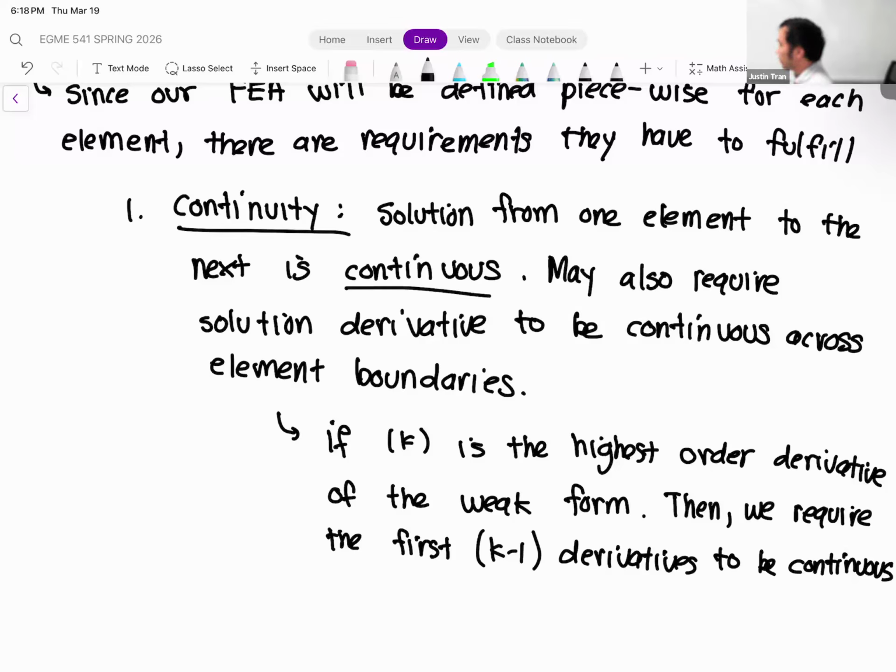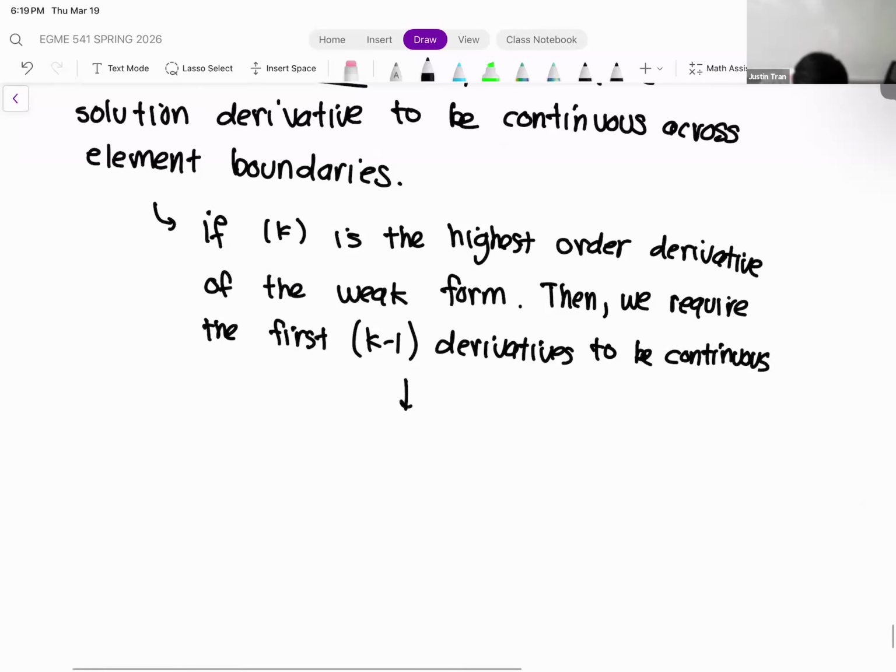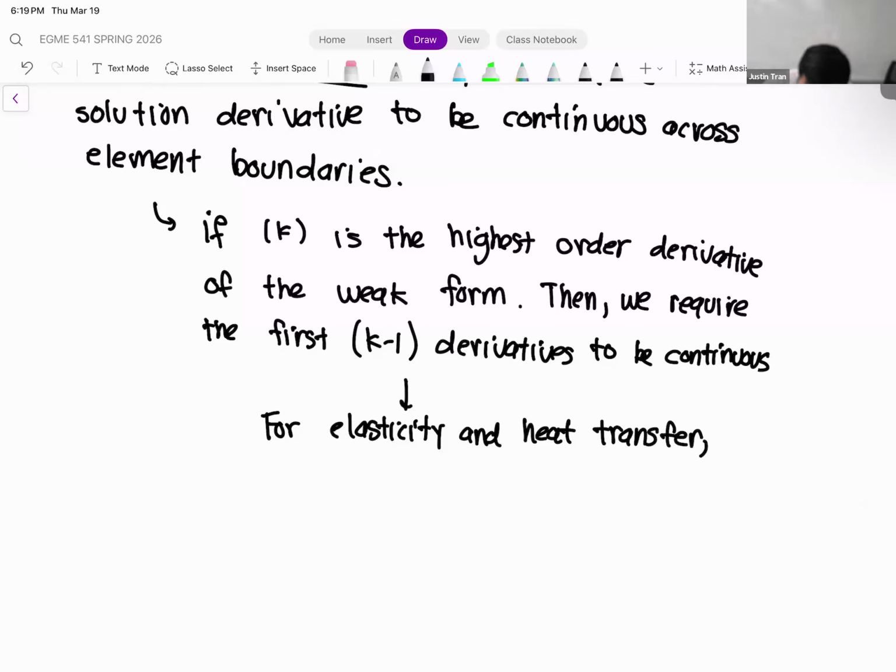So if you think back to the weak forms that we discussed in the previous class, the highest order derivative that we had in those weak forms for elasticity and for heat transfer was 1. That was a big point of doing our weak forms, so that we went from a second order differential equation to a weak form that only had first order derivatives. So we had a first order derivative of the weighting function multiplied by a first order derivative of the solution. Since k for our case is 1, we're in a situation where we don't require any of our derivatives to be continuous. So for elasticity and heat transfer, k is equal to 1, which is what we showed in the last class. So if k is equal to 1, that means none of the derivatives have to be continuous.